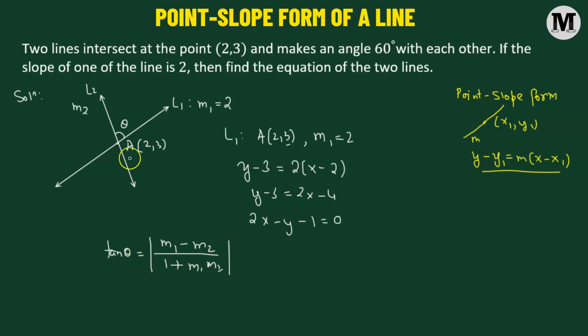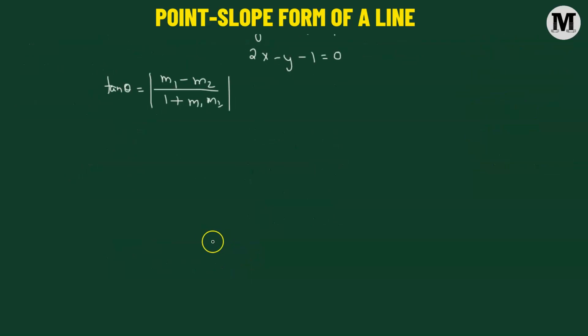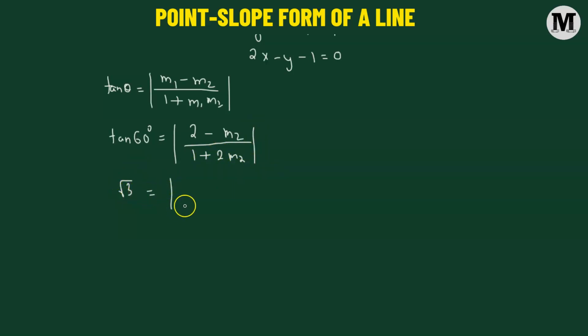So here we know the value of theta, that's 60 degrees, that's given to us. We have m1, so that's also given to us. So we substitute theta and m1 into the respective positions, and that's going to help us obtain the value of m2. So let's do that. We have tangent of 60 degrees equal to the absolute value of (2 minus m2) divided by (1 plus 2 times m2). The tangent of 60 degrees is a standard value, square root of 3.